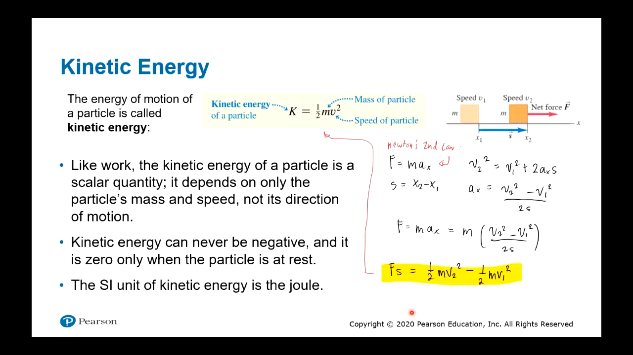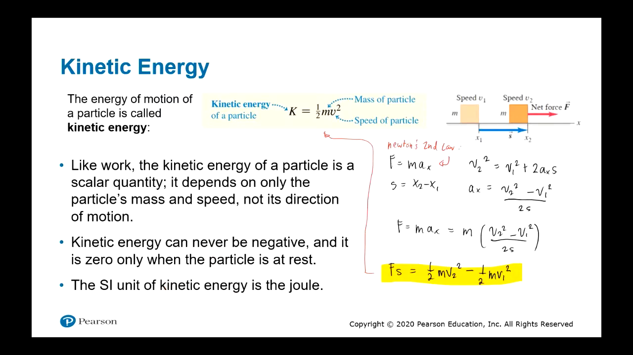But before we get into that, we have this quantity 1/2 mv squared. And this is what you now call the kinetic energy. It is the energy of motion of a particle. So kinetic energy is a scalar quantity that depends on the particle's mass and speed, and it doesn't include the direction of motion. Unlike work, the kinetic energy is always positive, and it is zero when the object is at rest.